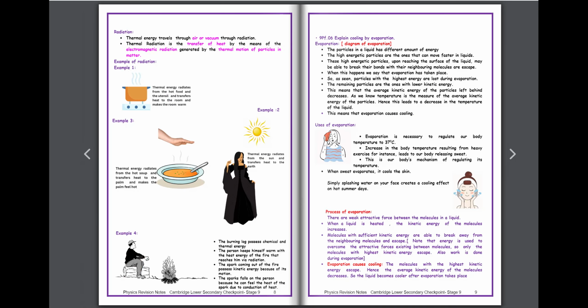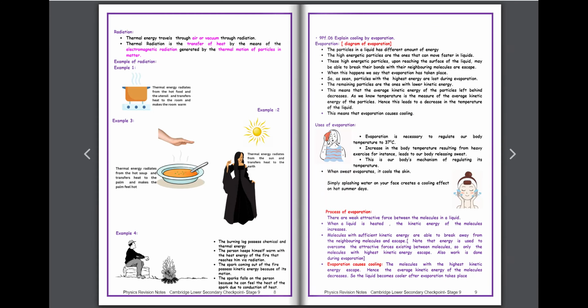Now the last method of transfer of heat energy is radiation. Let me read and then explain. Thermal energy travels through air or vacuum through radiation. Thermal radiation is the transfer of heat by means of the electromagnetic radiation generated by the thermal motion of particles in matter. So, what this simply means is that in radiation, thermal energy can travel through air or vacuum. It does not necessarily require a medium to travel.